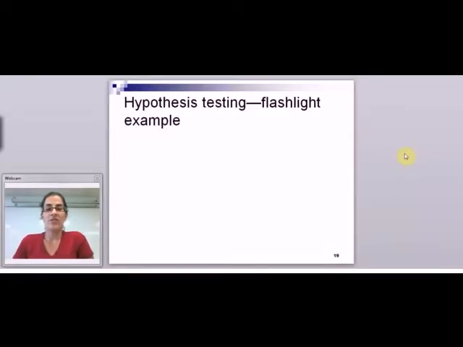So all those definitions are great, but let's walk through a simple example to really see how this works. So I'm going to be writing with the pen again, so kind of bear with me. All right, so our observation, so the first step is that our flashlight doesn't work. So that's our observation.